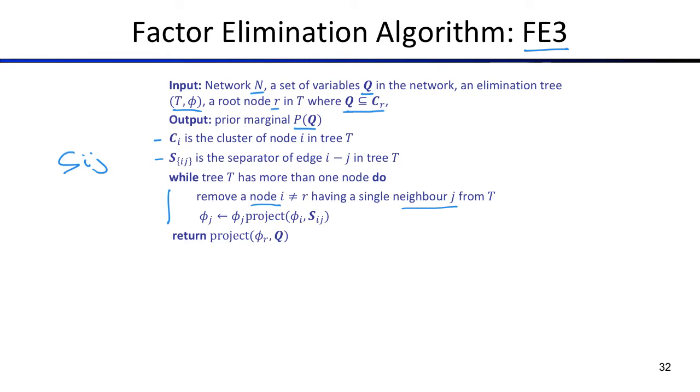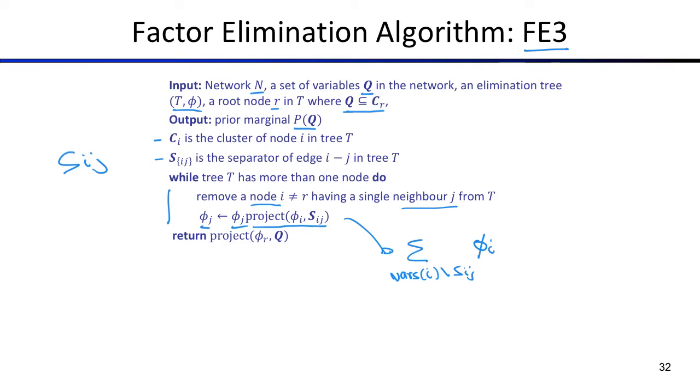Now we mention the separator S_ij, and we're saying that this is a projection of phi_i, the factor associated with the node i, over the separator S_ij. We haven't discussed this before, but this is going to be an annihilation of all the variables. We call that vars_i, so all the variables that are in node i but not in S_ij, and we are going to eliminate all those variables from phi_i. And then you multiply this by phi_j. This is the process of eliminating one factor, and this is going to be the new factor phi_j.